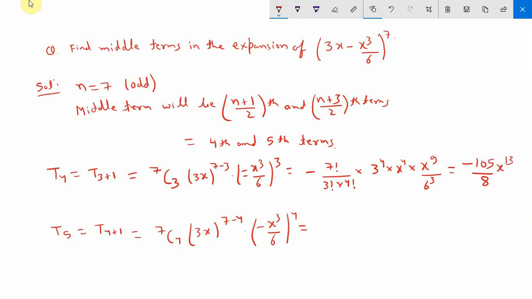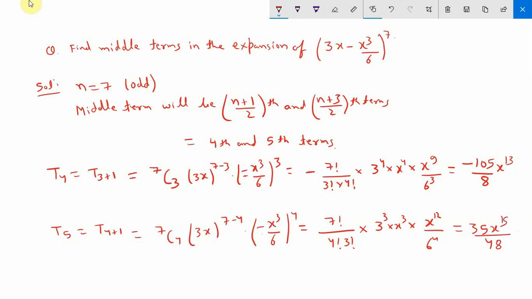Second one is T5, which we can calculate as 7 factorial by 4 factorial into 3 factorial, into 3 to the power 3 into x to the power 3, into, see minus, and the power is even, so it will be plus, so x to the power 12 by 6 to the power 4. After simplifying, we will get 35x to the power 15 by 48.